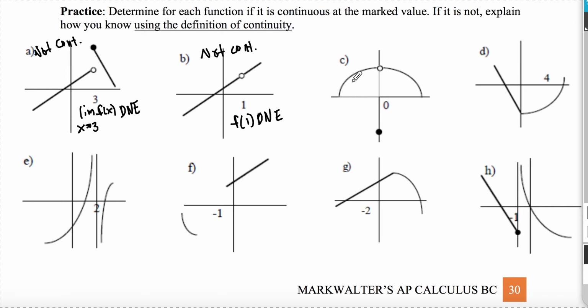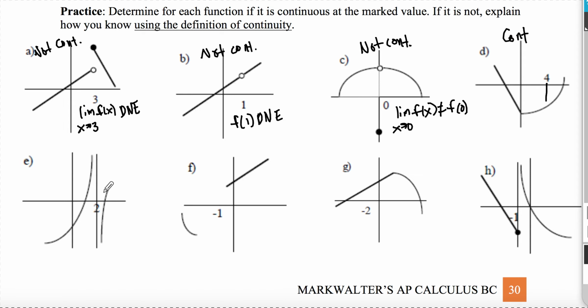All right, how about C here? We want x equals 0. Well, it looks like the left and the right-hand side are coming together. So we have a limit there. We have a point. But look, the point does not equal the limit. So I can say the limit as x approaches 0 of f of x does not equal f of 0. Would be why it would fail. This is not continuous. Over here at x equals 4, this guy looks okay. We could draw that section without picking up our pencil. So this guy over here is continuous.